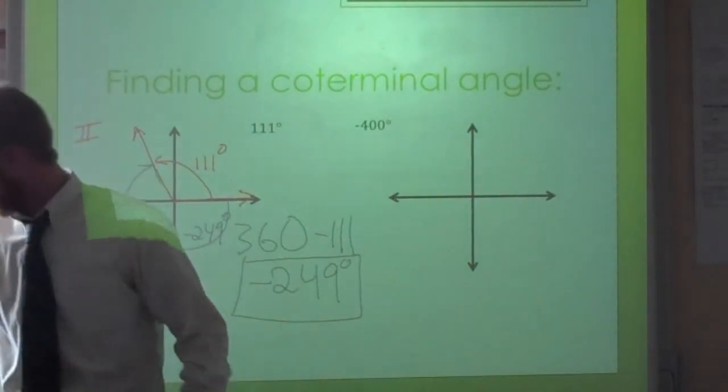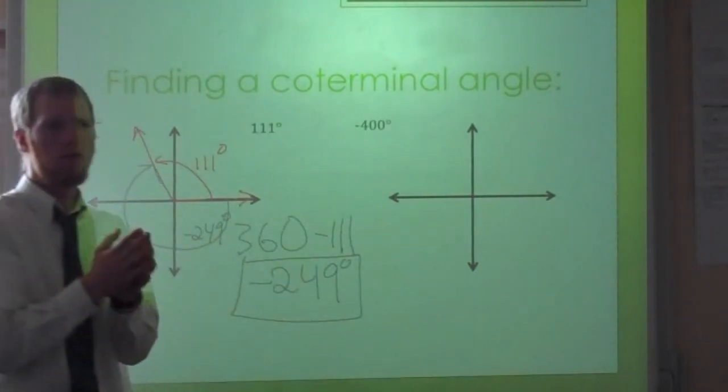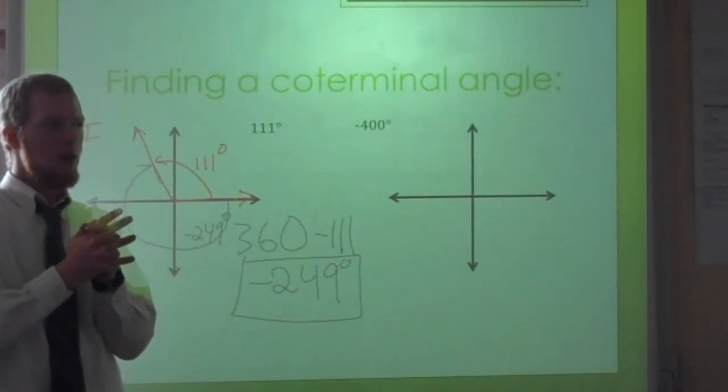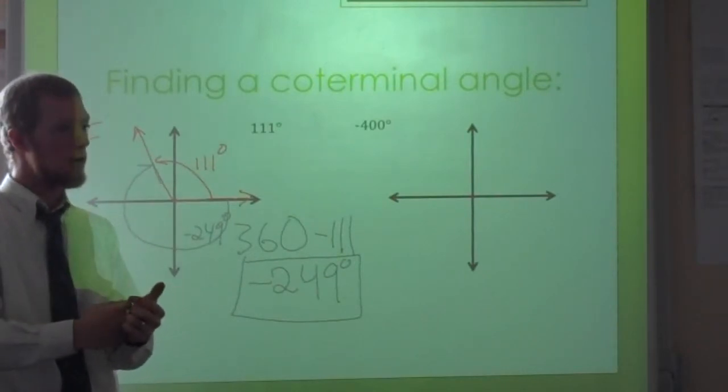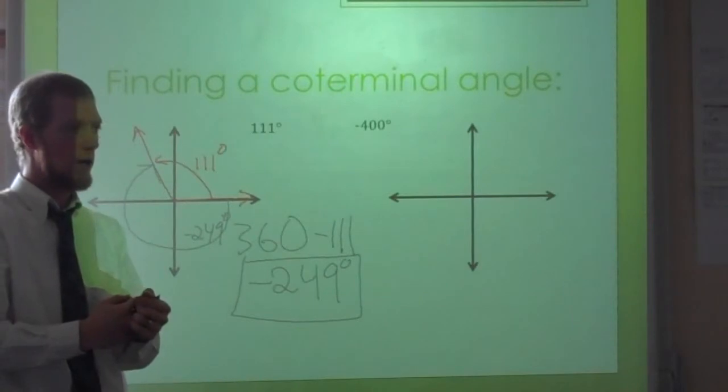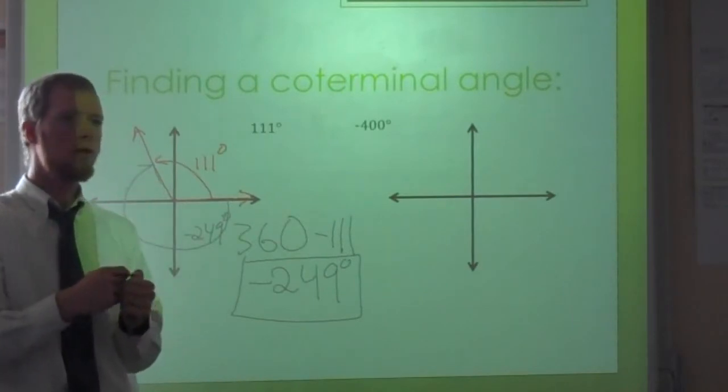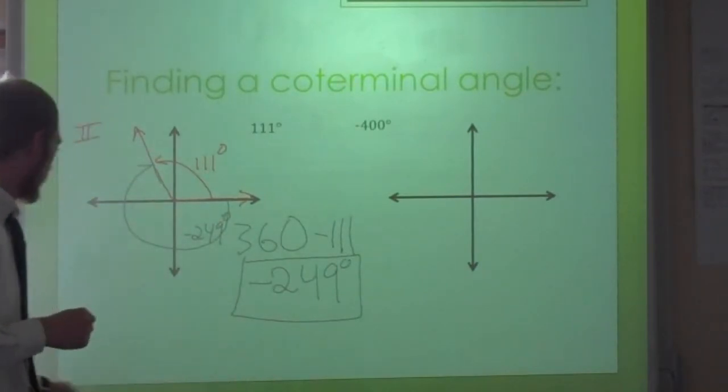Now I said that there were two ways to think about this. If I wanted another positive angle that goes in the same direction, that has the same terminal side, what would I have to do?